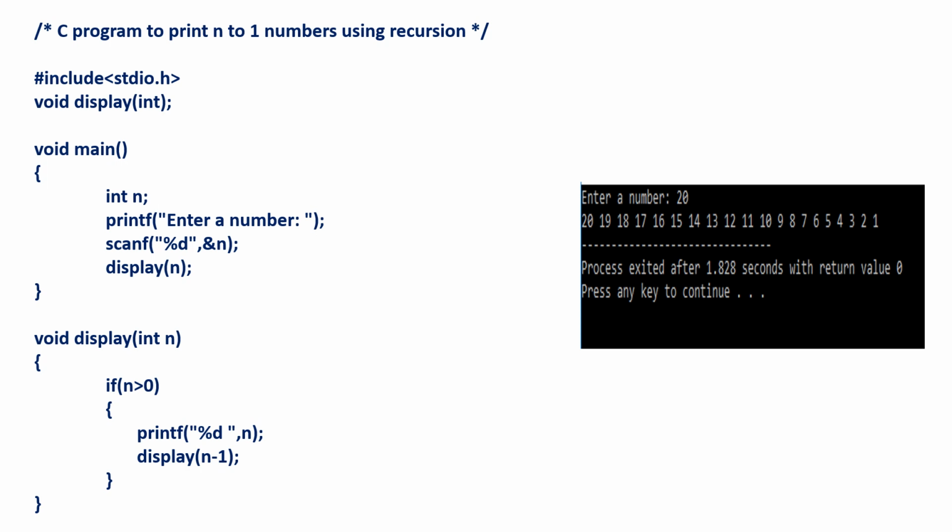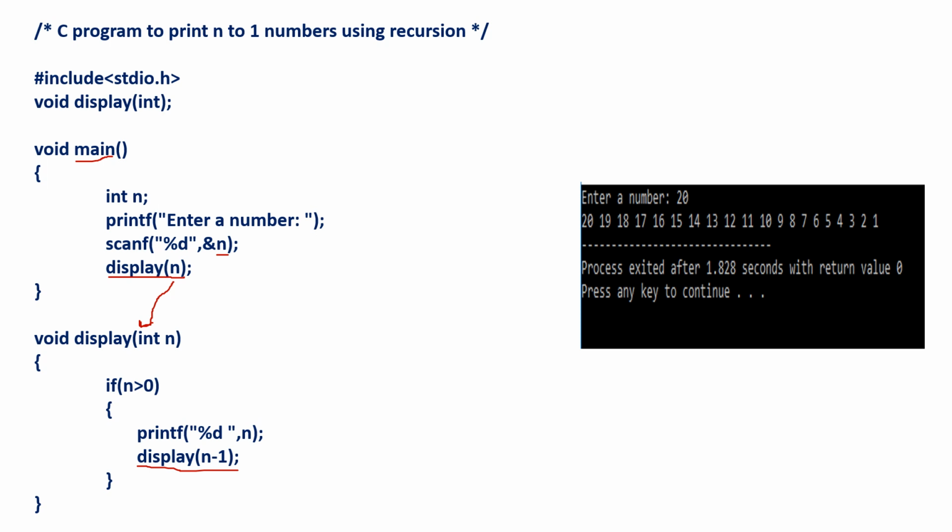Here is the program. There is a main function, and the main function is reading a given number and calling the display function by passing the n value. Now the n value is passed here, and then the display function is called. In the display function, it has one base condition. If n is greater than 0, then it prints the n value, and also calls the same display function. This is a recursive function call, display of n minus 1.